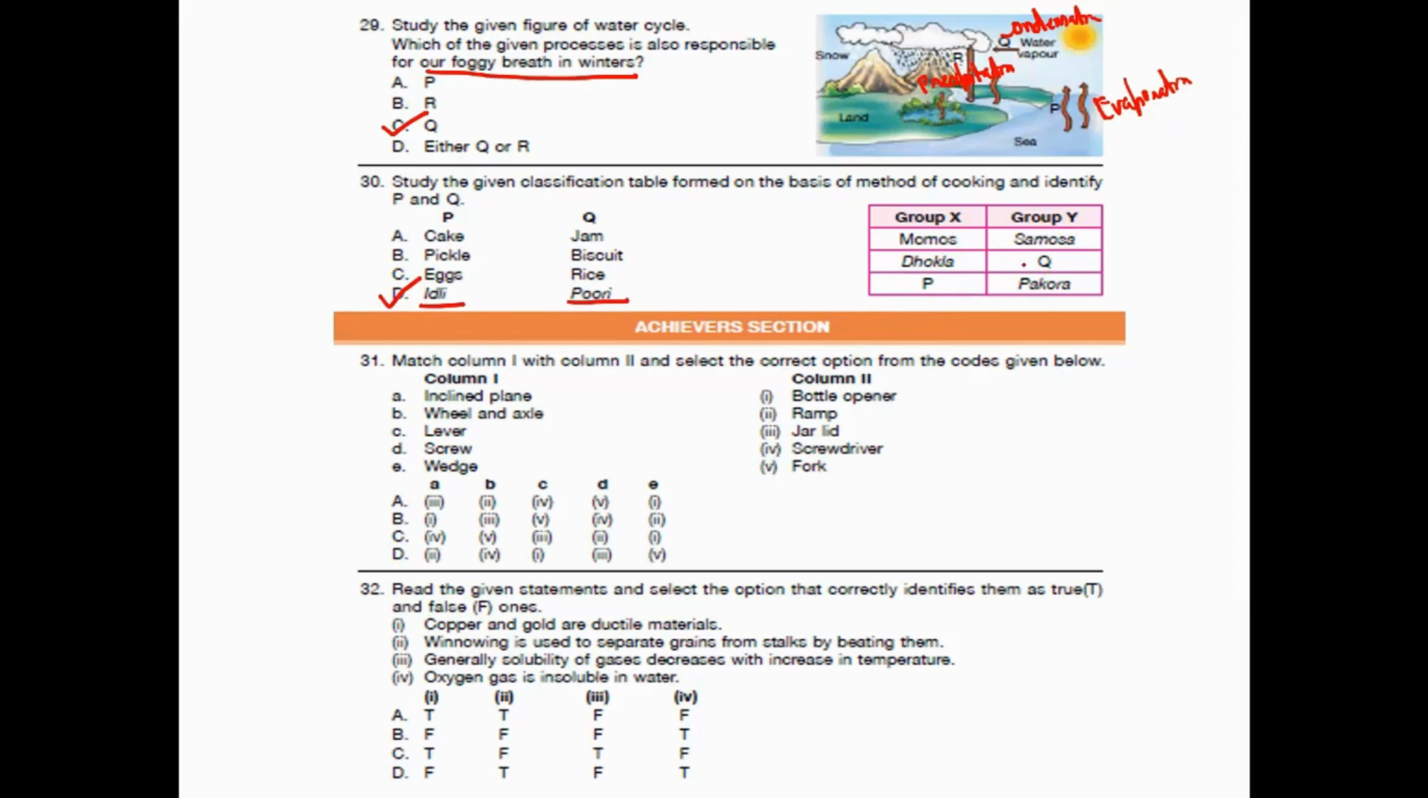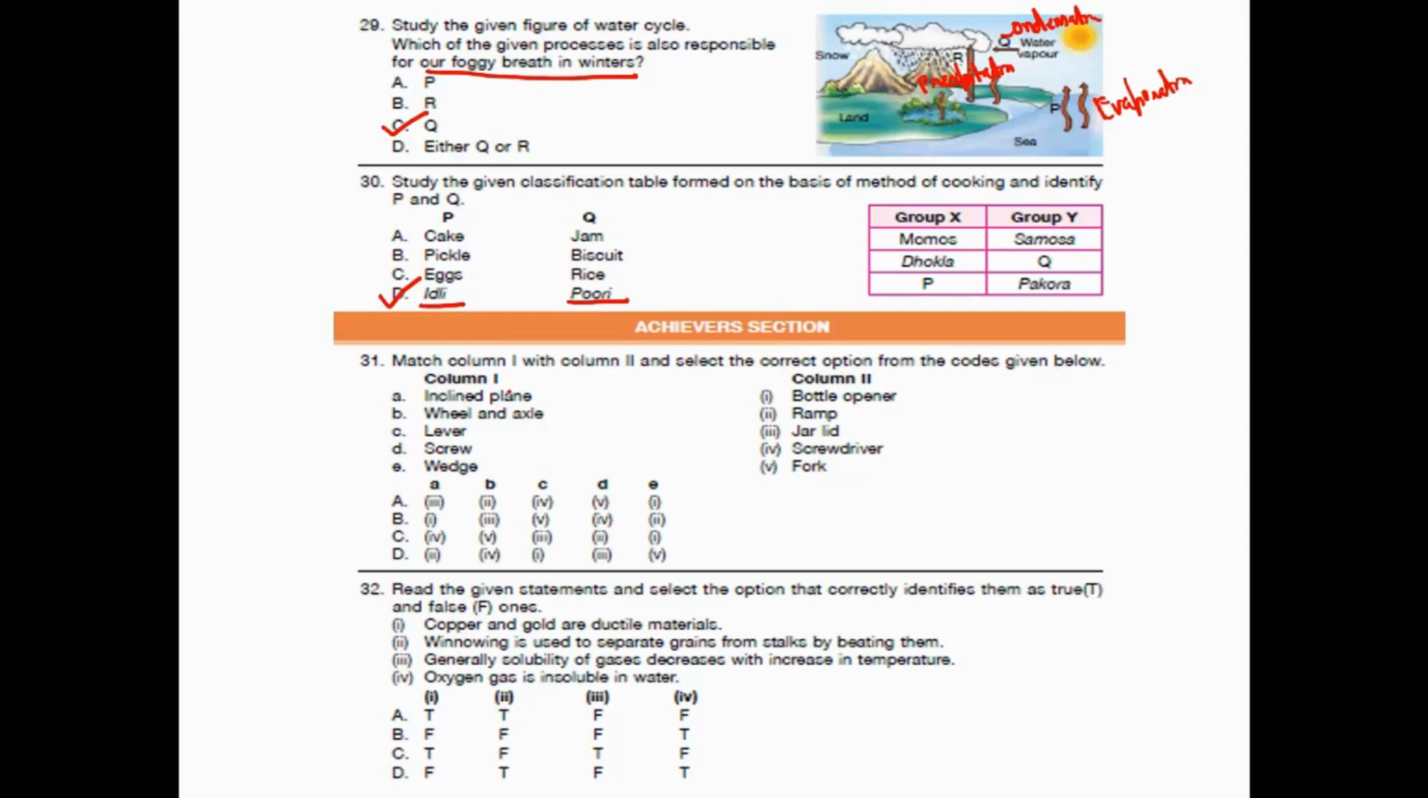Coming to the last section of the question paper. So the last section is the achiever section. The achiever section questions carry 3 marks each. Okay. So coming to question 31, it is match the following. So we have 2 columns here and we have to identify the correct option.